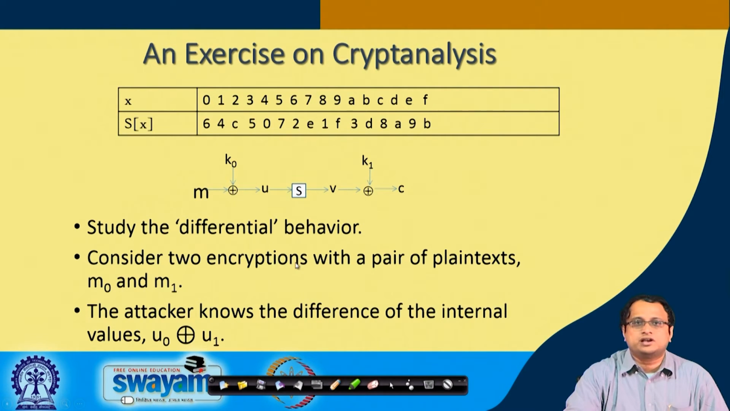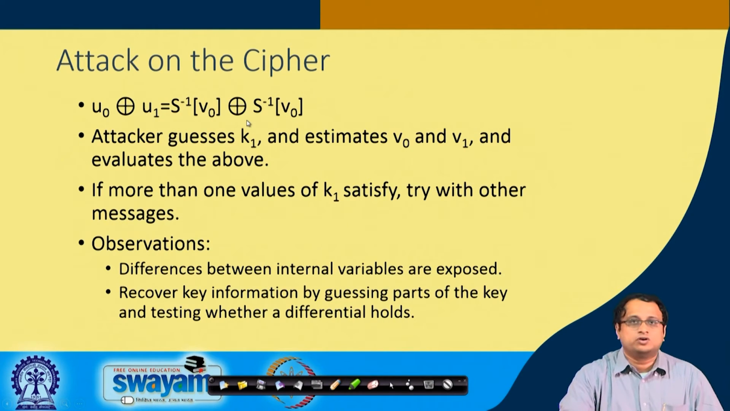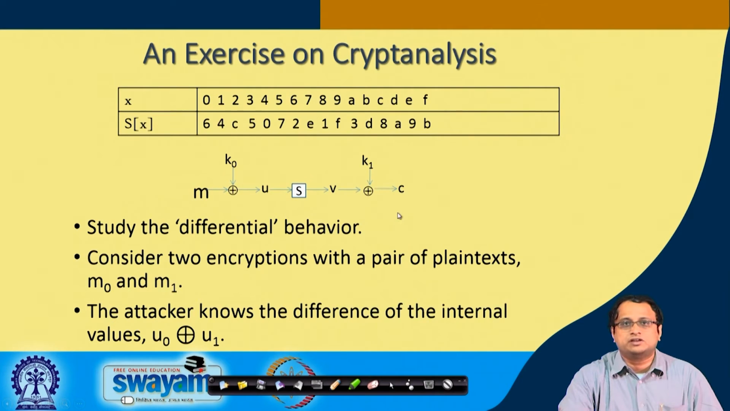So, suppose you consider encryptions with a pair of plaintexts M0 and M1. As I said in the previous slide, if you know M0 and M1, you also know U0 XOR U1, because the key will have no effect on the differential. Once you observe U0 XOR U1, you also see that U0 XOR U1 is nothing but S inverse of V0 XORed with S inverse of V1. So, if I go back here, the differential here can be obtained by XORing S inverse of V0 with S inverse of V1.